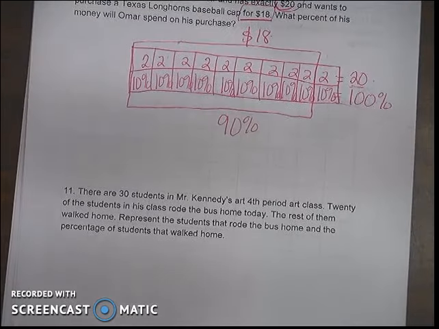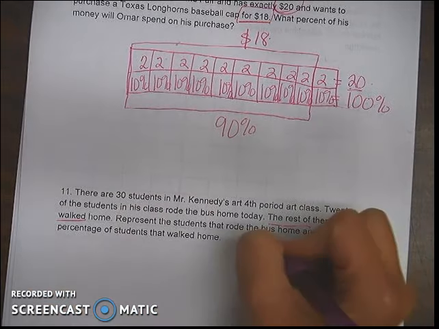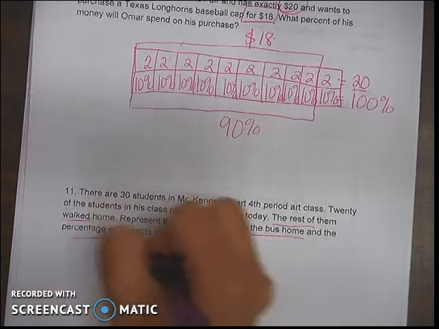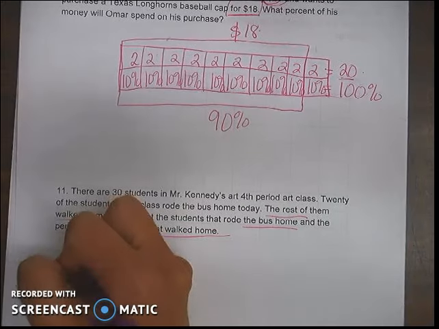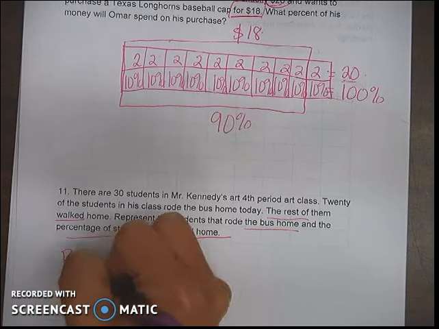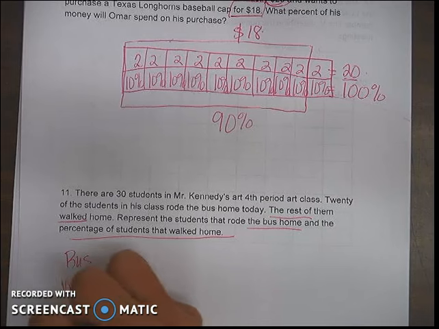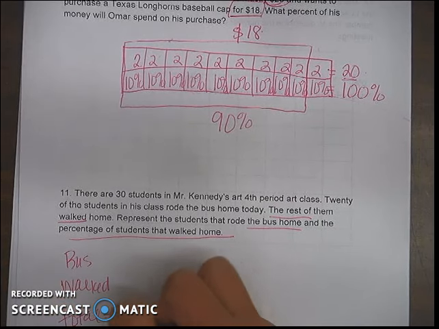Okay, there are 30 students in Mr. Kennedy's 4th period art class. 20 of the students in his class rode the bus home today. The rest of them walked home. Represent the students that rode the bus home and the percentage of students that walked home. So I have bus and walked. Okay? How many total students are there? Total. There are 30 total students.